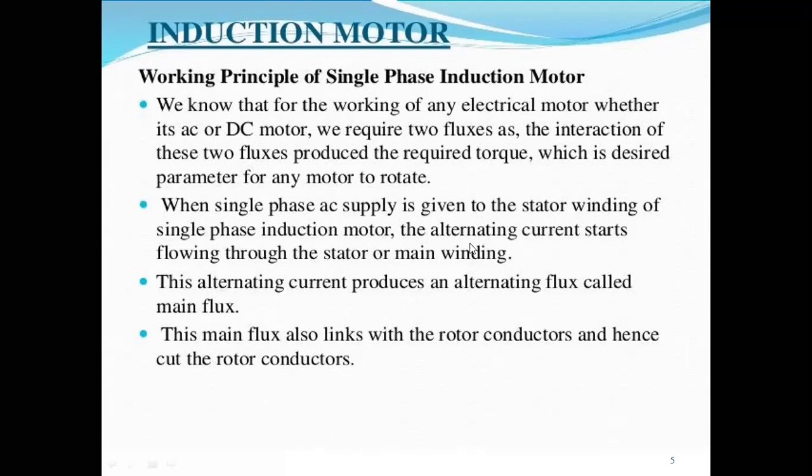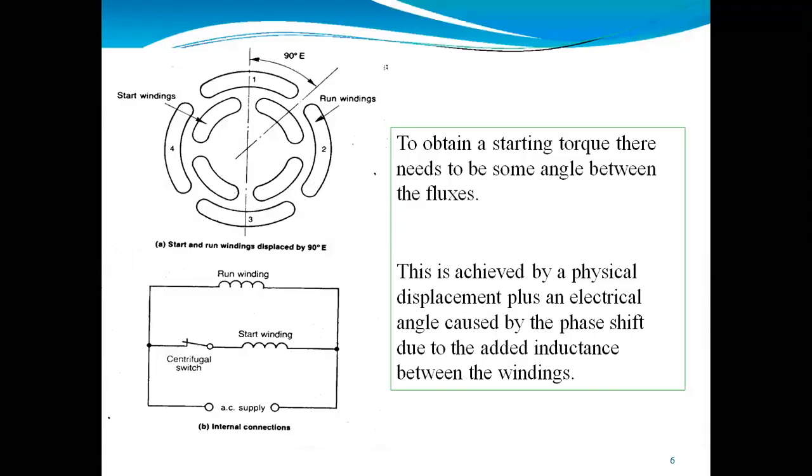At that time, the alternating current will start to flow through the stator, or we can say it will work as the main winding. And this alternating current will produce the flux. We can say this flux is the main flux. This main flux also links with the rotor conductor and will cut the rotor conductor. So here, if you see how it will work, you can see here.